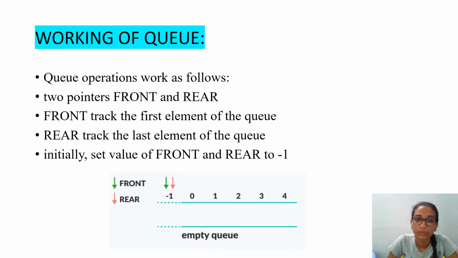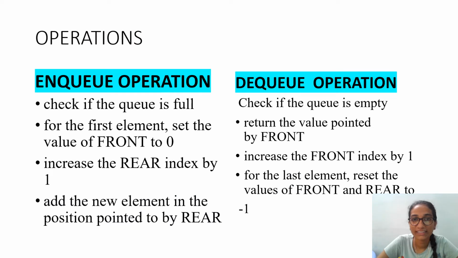Working of queue. We have seen that there are two ends. One is called front, another is called rear. Front tracks the first element of the queue, rear tracks the last element of the queue. Initially, the value of front and rear is -1. Let us see what is enqueue operation and what is dequeue operation in detail.